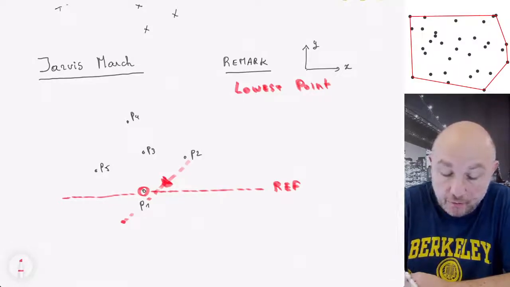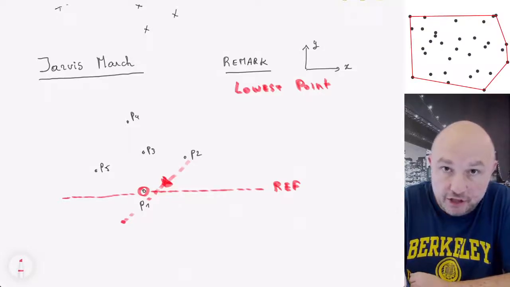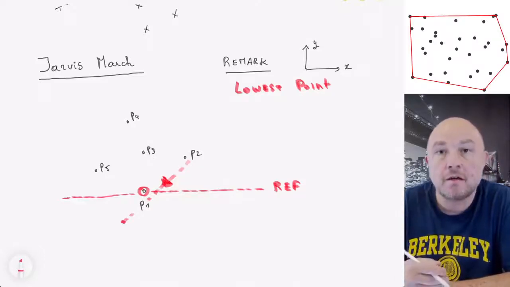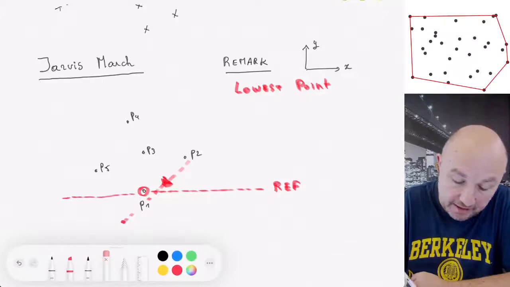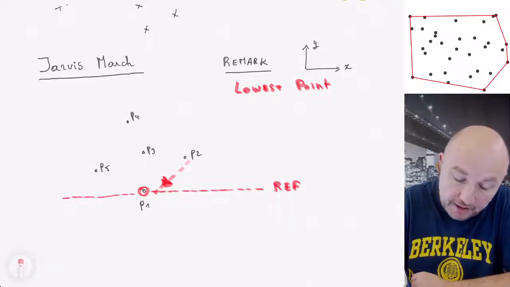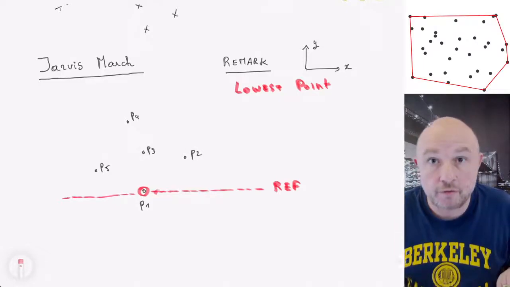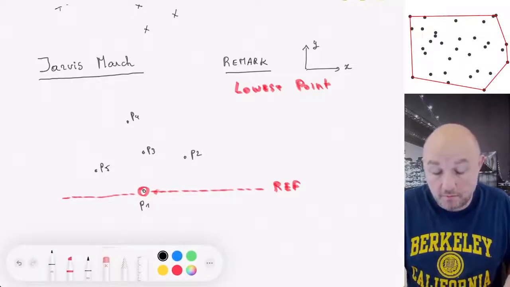All the other possible pairs of points generate a line such that P1 is on the right of it. So the situation like that is impossible. The lowest point clearly belongs to the convex hull, so we can start with this point. This is easy. Let's start with P1.